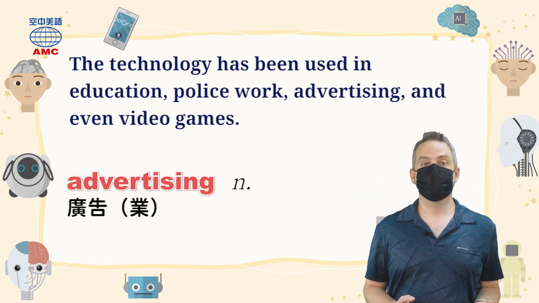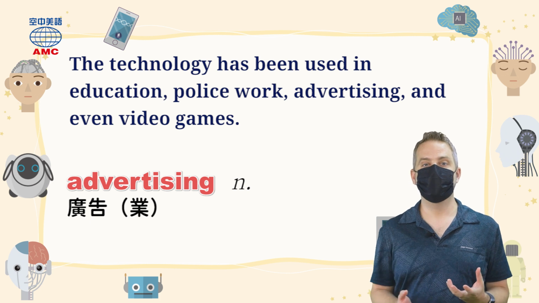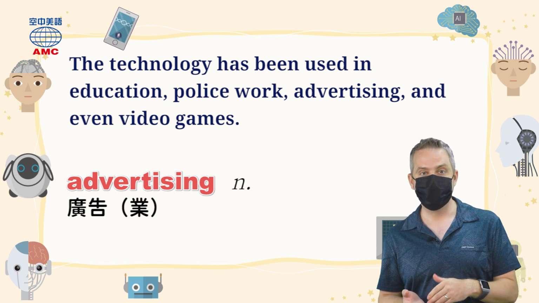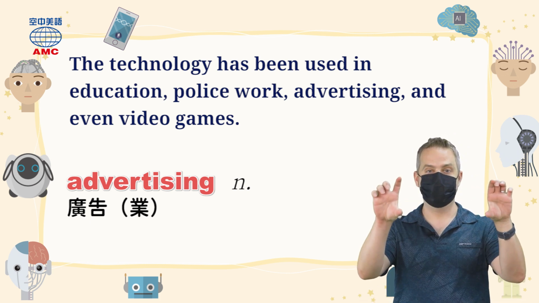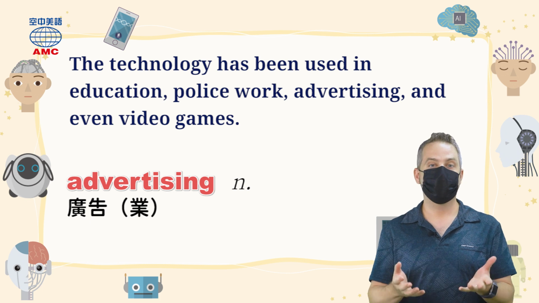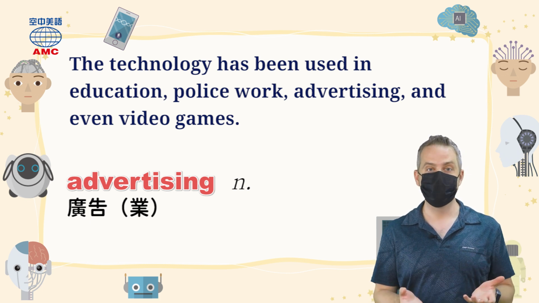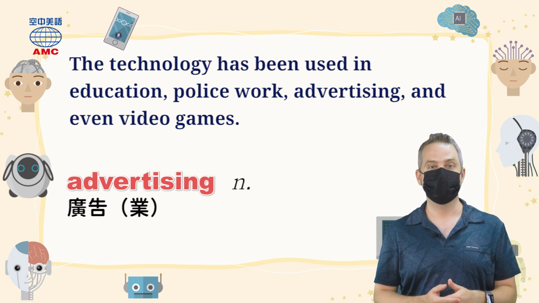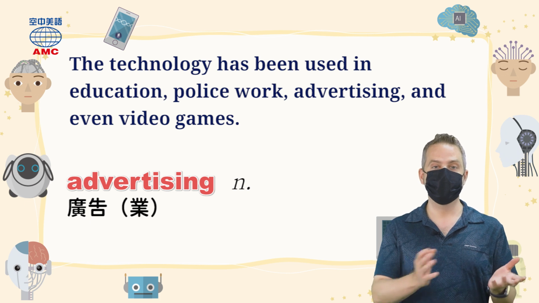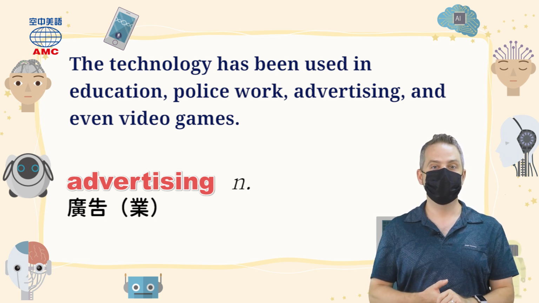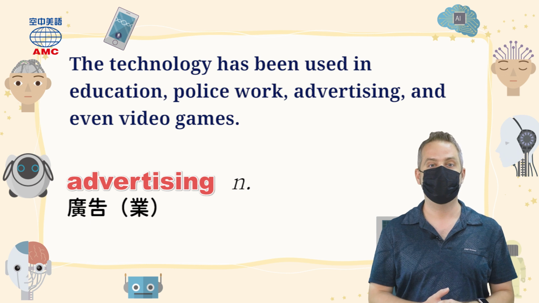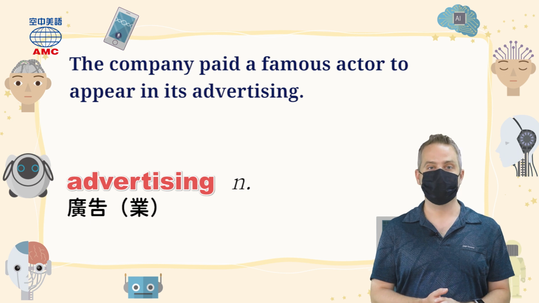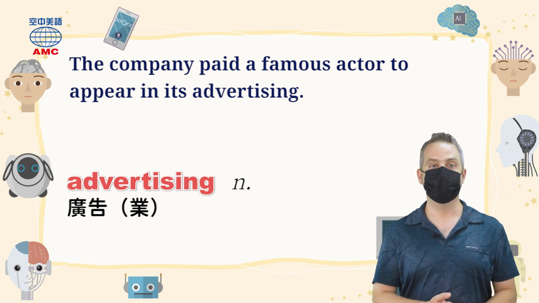So advertising is the business or the kind of creative area of making commercials for TV, posters, online things, little banners that tell you about a product, all the kind of material that is used to encourage people to buy things, to go to places, to go to hotels. Advertising could be the stuff you watch on TV between shows, or you might see on the side of a bus. That's another kind of advertising. Here's an example sentence. The company paid a famous actor to appear in its advertising.